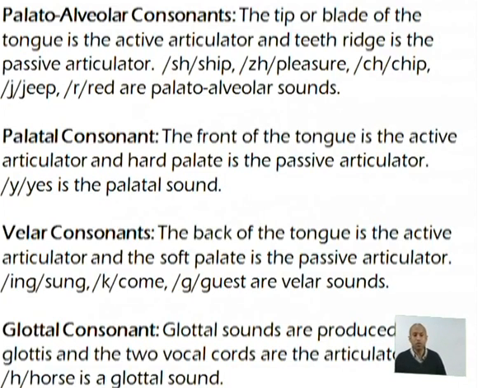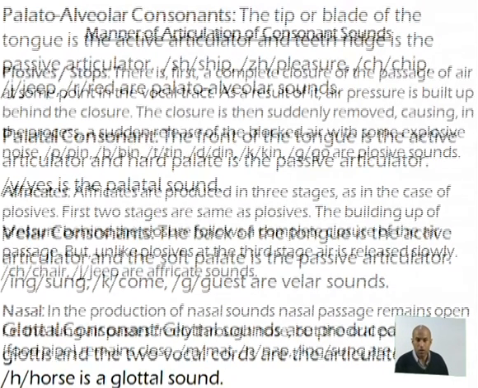Then we have, of course, glottal consonants. Now, glottal sounds are produced at the glottis, and the two vocal cords are the articulators. For example, horse, horse. Okay, these are glottal sounds.